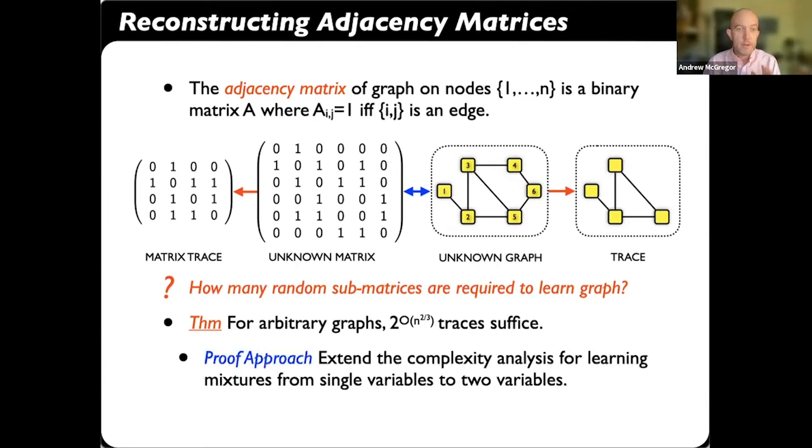I'm not going to have time to go into this, but basically the proof approach is, if you cast your mind back to that single slide where I condensed this complex analytic approach for doing mixtures, trace estimation via mean estimation, you extend that approach to not talking about single-valued polynomials, but to polynomials with two variables. Set the parameters right, and you get this result.